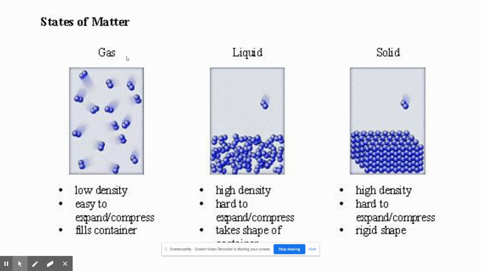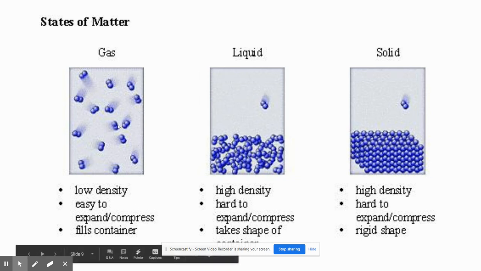So, states of matter. Gases tend to have low density. They're spread out. They're easy to expand and compress, so they have indefinite volume, and they fill their container: indefinite shape and indefinite volume. They have high energy and little to no forces.